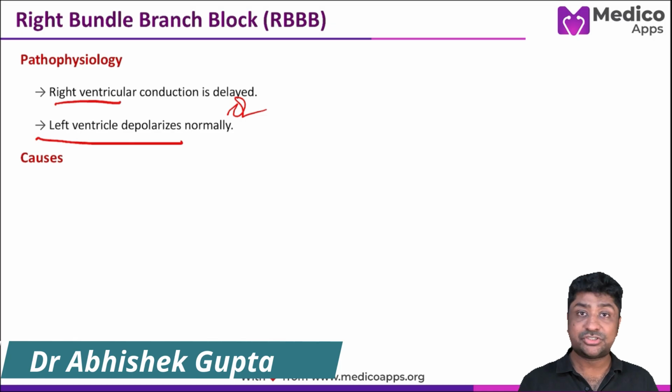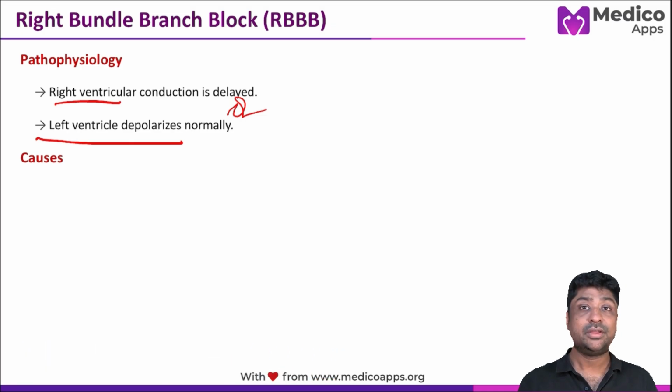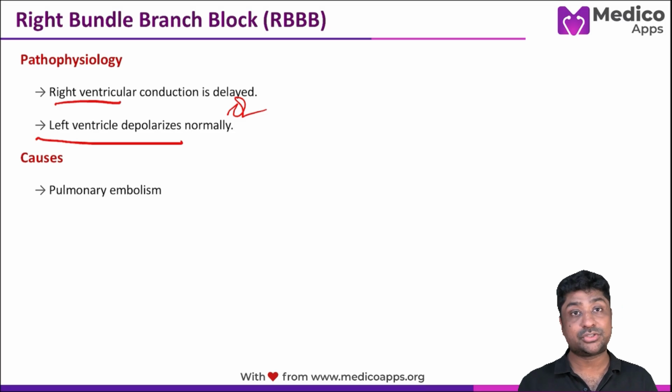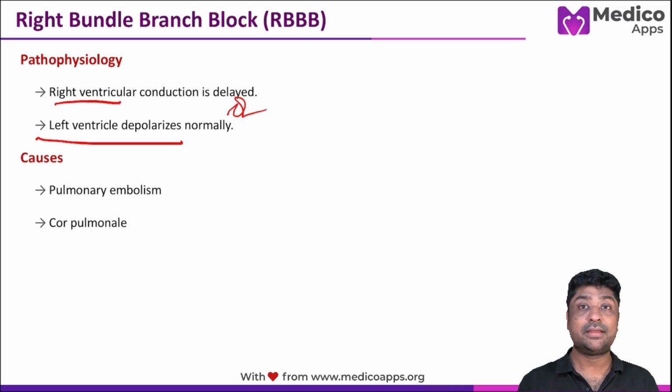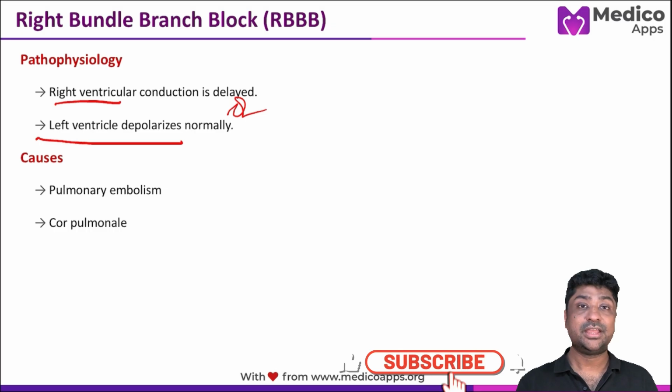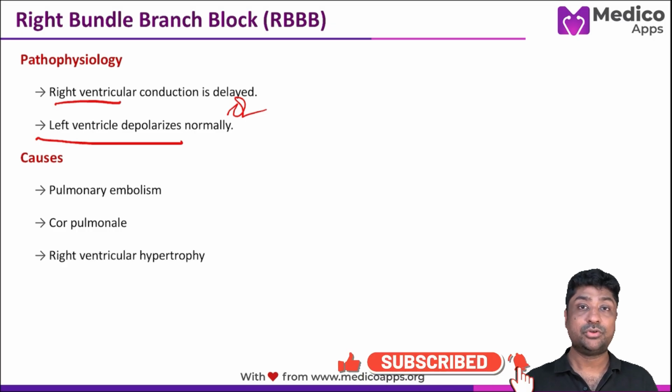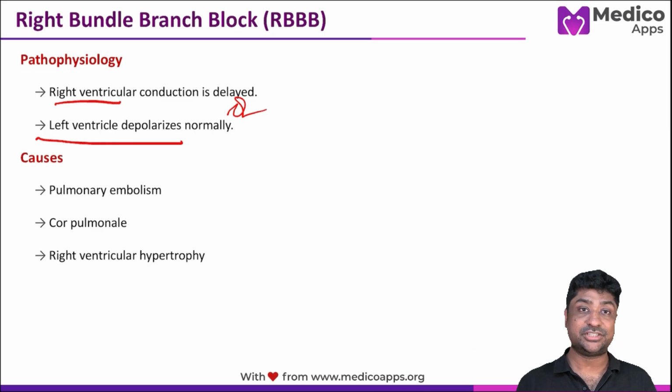These are mostly conditions that strain or structurally alter the right side of the heart. First is pulmonary embolism, where sudden right heart strain can disrupt conduction. This is especially high yield in acute chest pain cases. Next is cor pulmonale, a chronic condition where lung disease leads to right heart enlargement and eventually electrical disruption. We also see RBBB in right ventricular hypertrophy, where thickened muscle delays conduction. This is common in chronic pulmonary conditions like COPD.